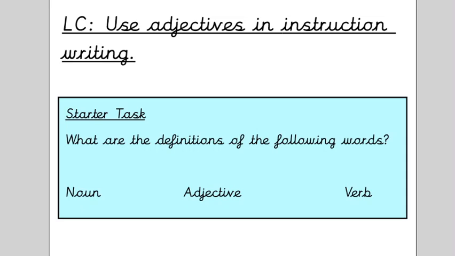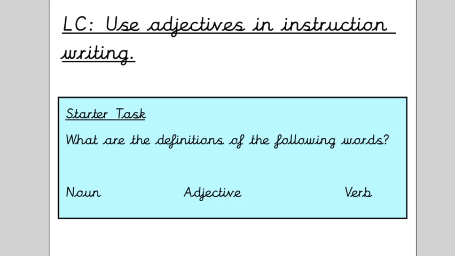Good morning, Year 3, and welcome to the fourth lesson of our English looking at instructions, writing recipes. Today we're going to be looking at using adjectives in our instruction writing. Before we start that, I've got a little starter task for you. It's a little bit different to the sentence today.